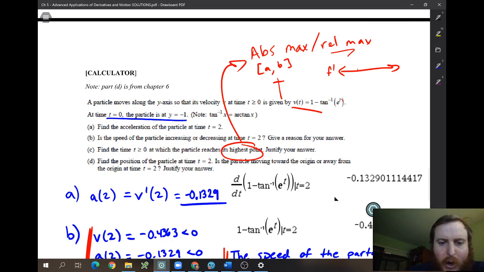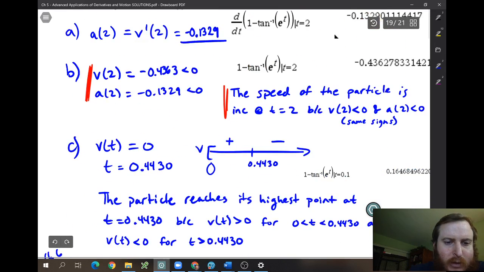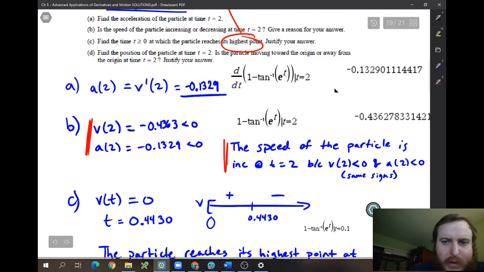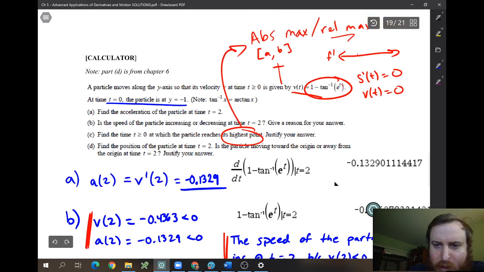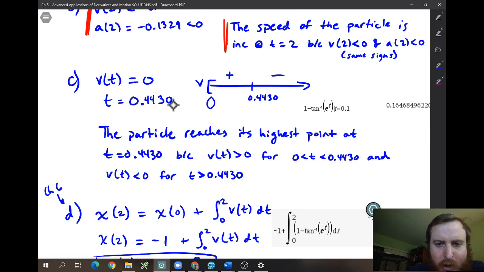So the particle reaching its highest point, that's going to be S prime of t equal to 0, right? The position's derivative equal to 0. And S prime or X prime is just v of t. So we're going to set v of t equal to 0. Okay, so I wrote that in, v of t equals 0. I didn't show that on my calculator, but it's just the solve button, right? You're just going to do solve, parentheses, and then type this in, equal to 0, comma t, close your parentheses, and then at time greater than or equal to 0. When you do that, you will get the answer 0.4430.